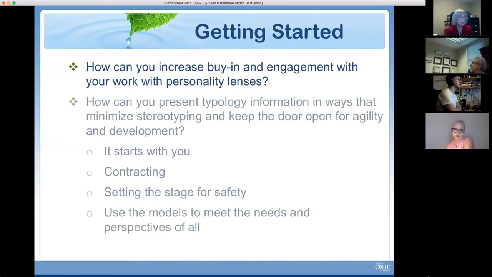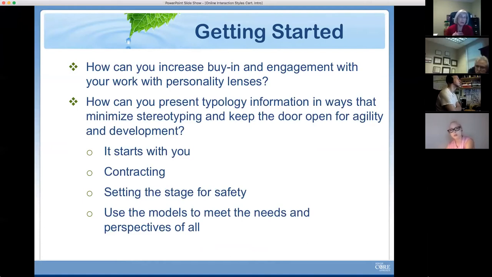So here we go. Here's some really important things. It all starts with you. You have to know where you fit in the models. If you don't know where you fit and you can't describe yourself, and the ways that you look like the stereotypes that go with that, or the ways that you don't, so you can explain.